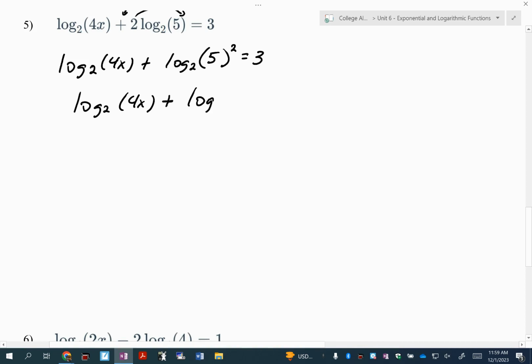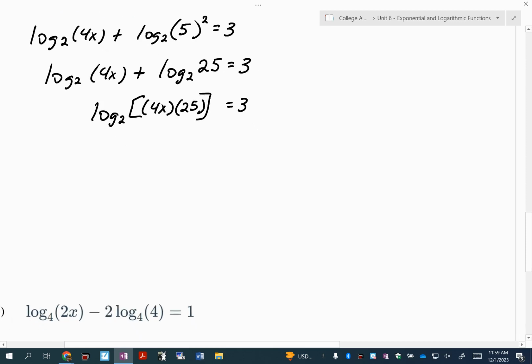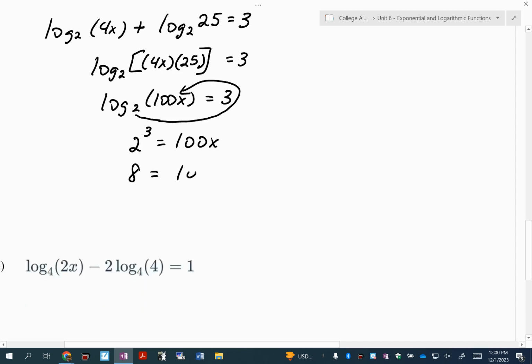There we go. Plus log base 2 of 25. So now I'm going to rewrite this as 1 log with a base of 2 and multiply 4x times 25. That's going to be equal to 3. 4 times 25 is 100, and then bring down the x, and now I'm ready to swoop. So 2 to the third power equals 100x. 2 to the third power is 8.